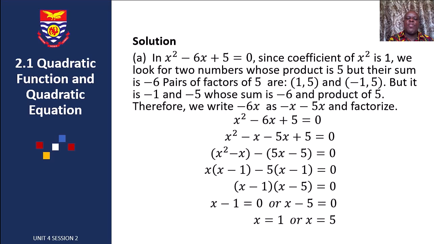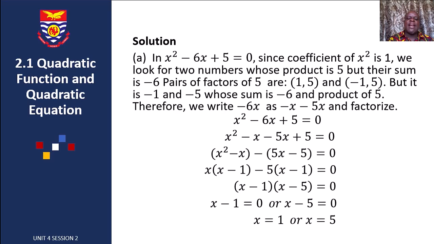Then you look for the common term for the first two terms. x is common, so you bring it out, and in the bracket you'll be left with x minus 1. Then for the next two terms, 5 is common. You bring 5 out, and in the bracket you have x minus 1, is equal to 0. Then we factor the common factor out again. The common factor here is x minus 1, so we bring it out, and we are left with x minus 5 in the bracket is equal to 0.